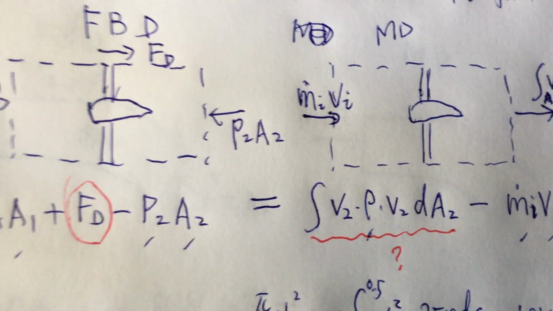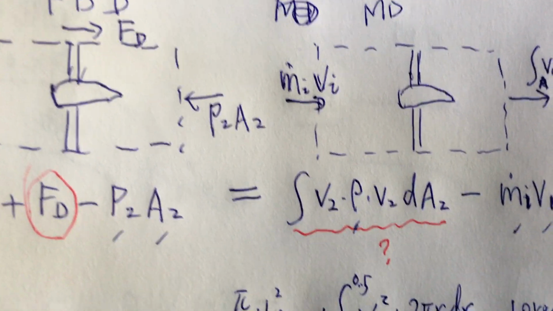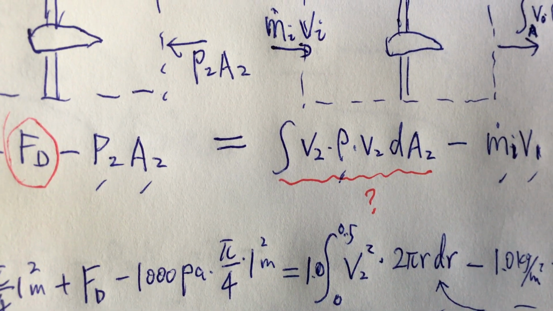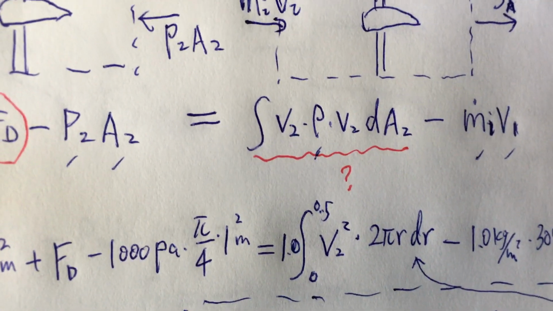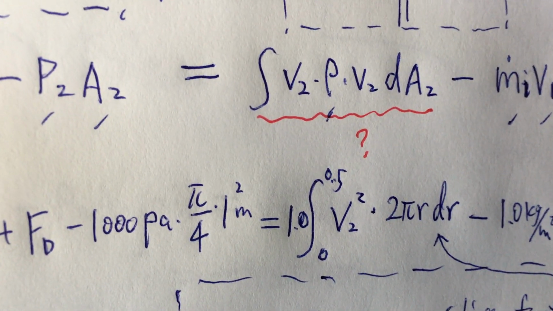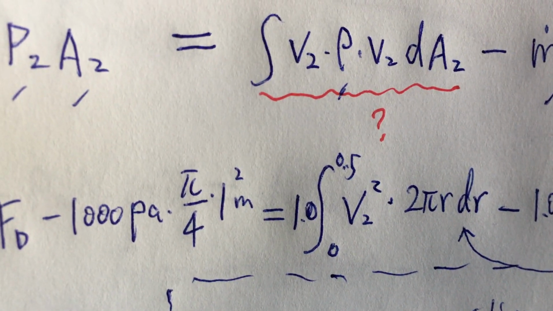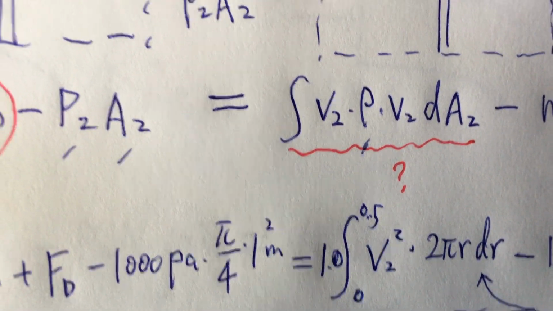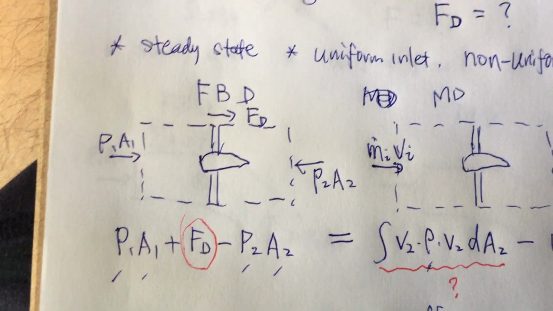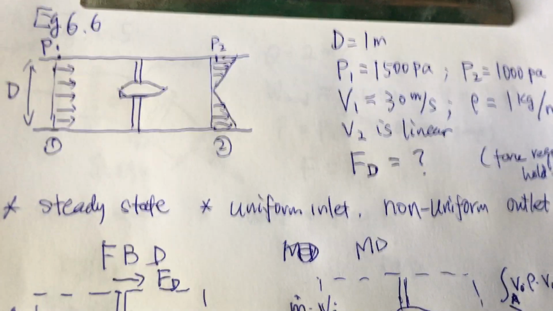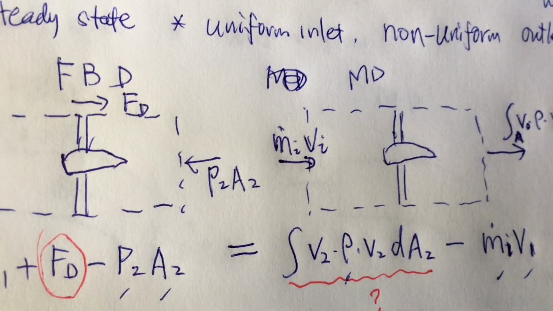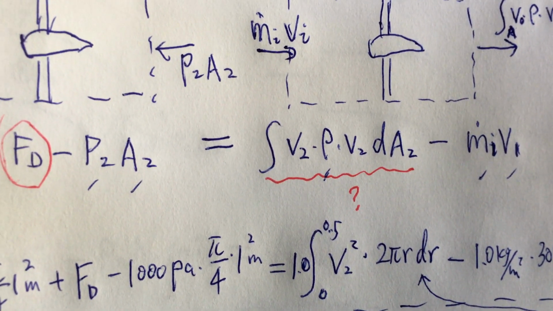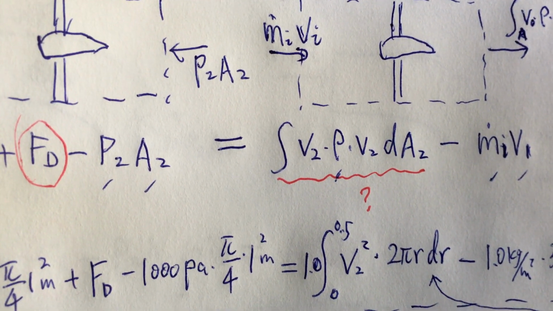Again, it's a circular shape cross section. It's a circular tube, right? So the dA, just like we mentioned previously in chapter 5, dA of a circle is 2 pi r dr. Okay, 2 pi r dr. So the limit of r is from 0 to 0.5, the radius, right? The diameter is 1 meter, so the radius is half meter. So the limit for dr is from 0 to radius 0.5.